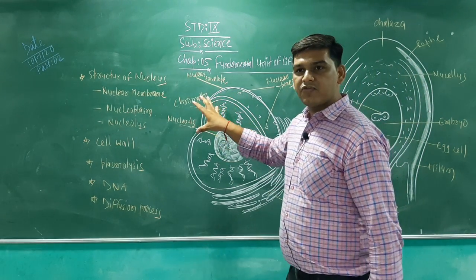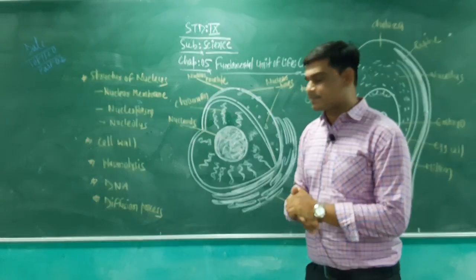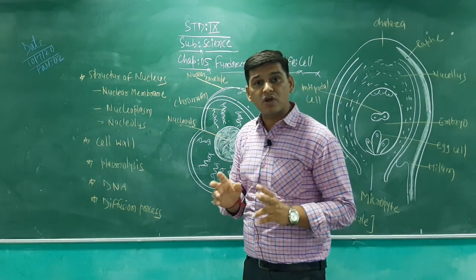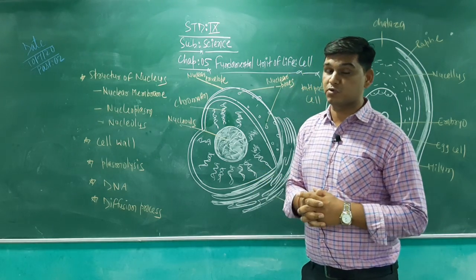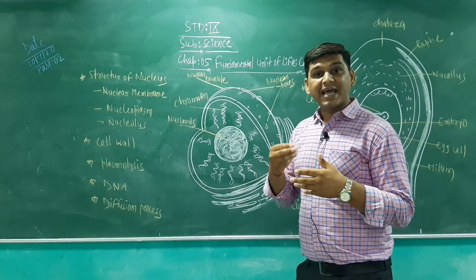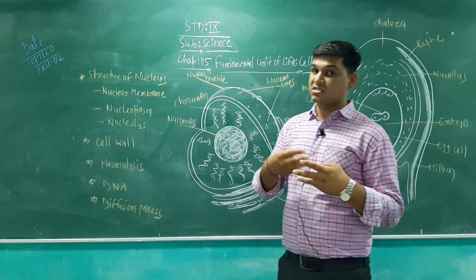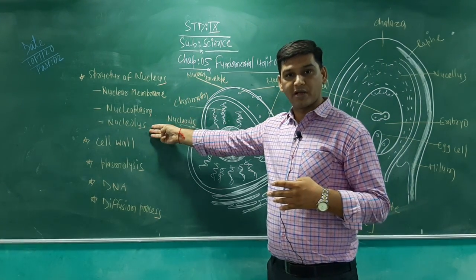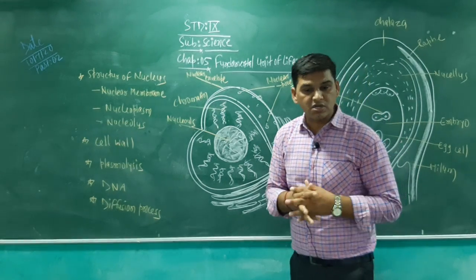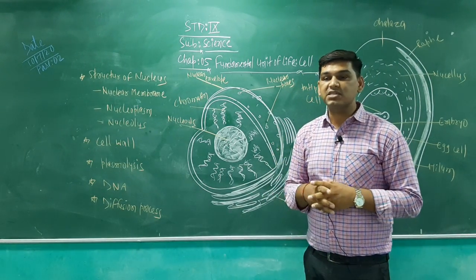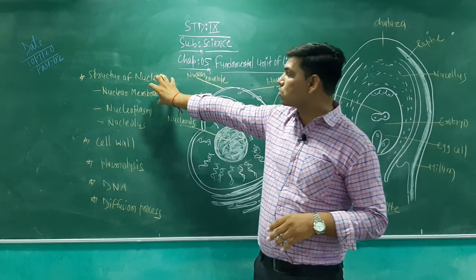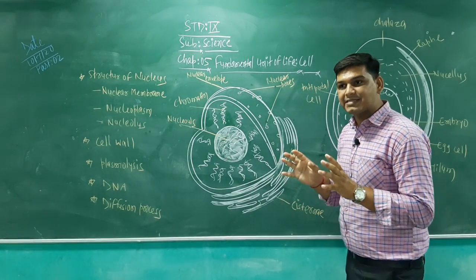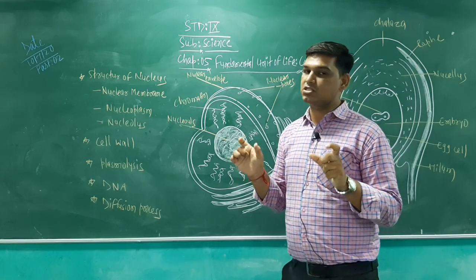The nucleus is a very important structure of each and every cell. The nucleus can be divided into three main structures: the nuclear membrane, the nucleoplasm, and the nucleolus. These are the three main structures of the nucleus. Now the nucleus is a very important structure of each and every cell.